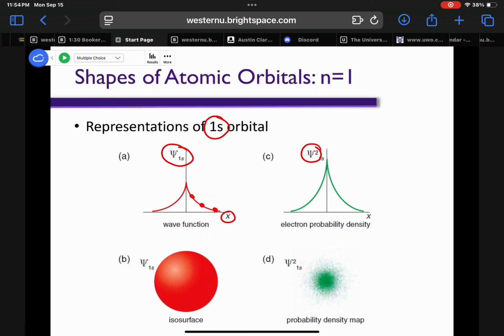We can draw this out in more dimensions by using a probability density map. I'm going to go back up to the top one here for a second. Probability means the chance of finding it somewhere close to or farther away from the nucleus. Here you can see it's kind of symmetrical, so whether we go this way or this way, the probability goes down. We can see most likely it's going to be found closer to the nucleus.